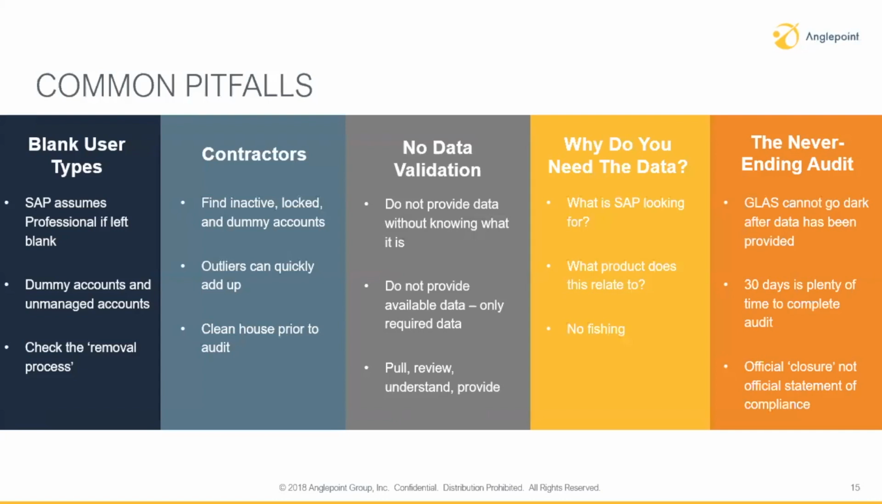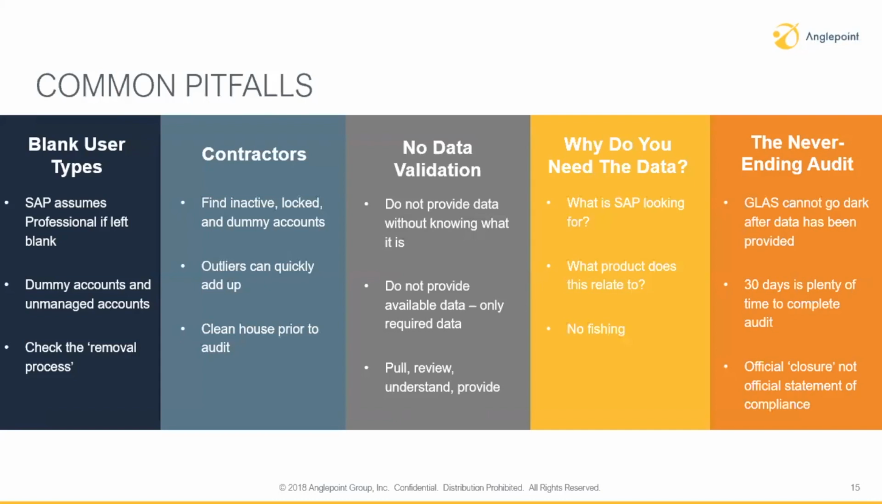Organizations send data without understanding why they're sending the data, who they're sending it to, what SAP is looking for. The next one is, why do you need the data? Again, that's part of that. Why does SAP need that data? What data are they looking for? Don't send the whole table. Figure out which columns they need from that table and only send those columns. Don't send them the entire organization's table structure.